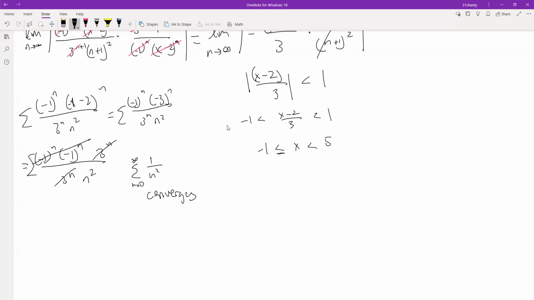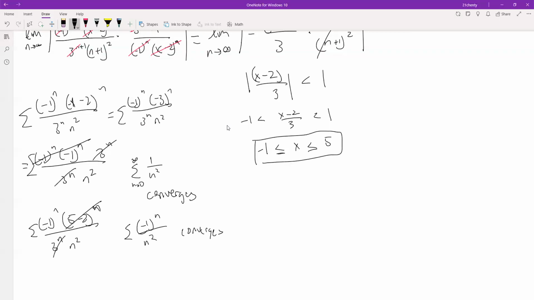And now to test 5, I'll just do it below. So we're just plugging in 5 now. 5 minus 2 is 3, so the 3s cancel out, and we're left with negative 1 to the n over n squared. This is just an alternating series, and the limit of 1 over n squared as n approaches infinity is 0, which means this also converges. So 5 is also in our range. So this is our final interval of convergence, or it can be written like this as well. And our radius, like I said, is 3.